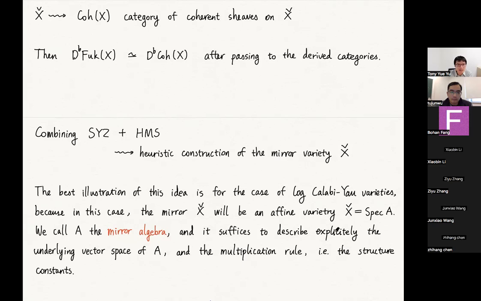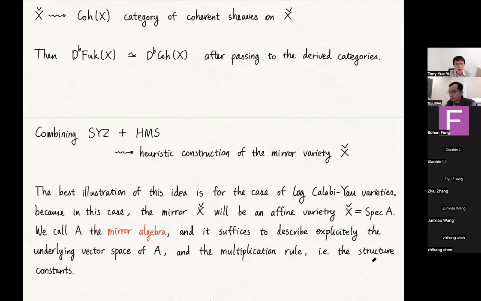And in this case, it's particularly transparent, I would say, because now to describe the mirror, all we need to do is just to describe the algebra. So we will describe this algebra A in an explicit way. We will describe the underlying vector space of the algebra A and then the multiplication rule. How do we multiply the elements in the algebra? In other words, the structure constants.